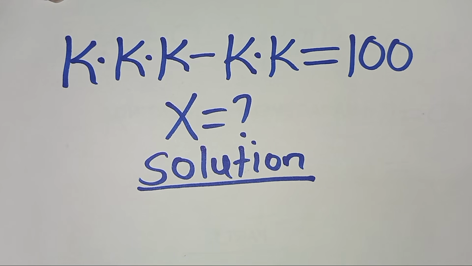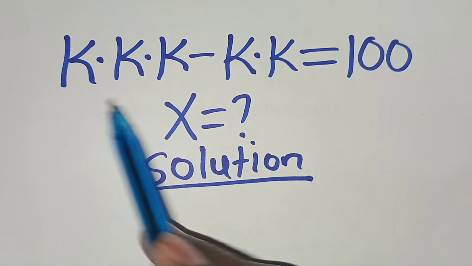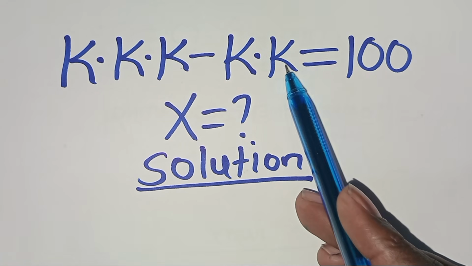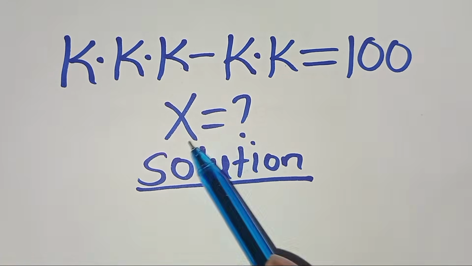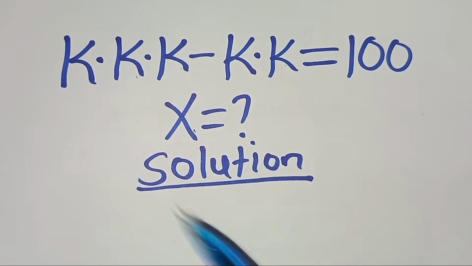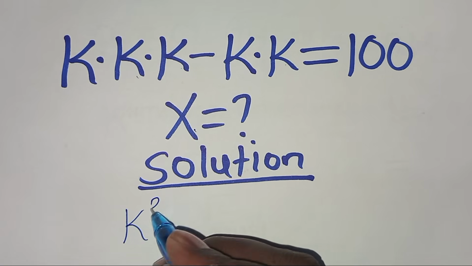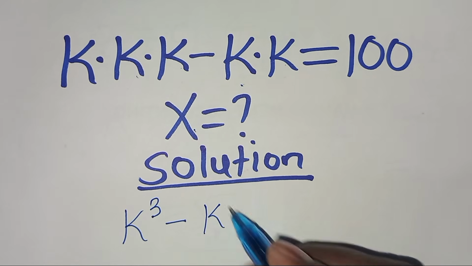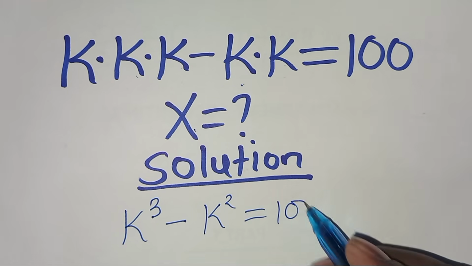Hello everyone, welcome to provide a solution given this nice algebra problem, which is k times k times k, subtract k times k, this is equal to 100. So what is the value of k? Solution: here, k times k times k is k to power 3, subtract k times k, which is k squared, this is equal to 100.